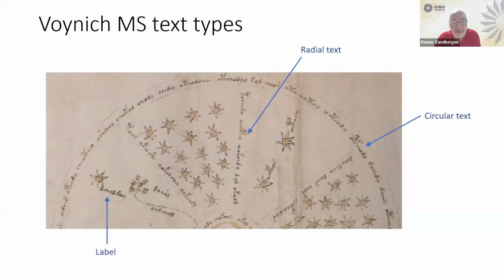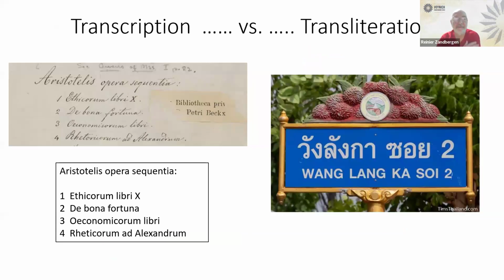Now, the text isn't always written along lines from left to right, but it can also be written along the circumference of circles, as we see here in this figure, or along the radii of these circles, or as what we call labels, so individual words near some illustration, some drawing element.